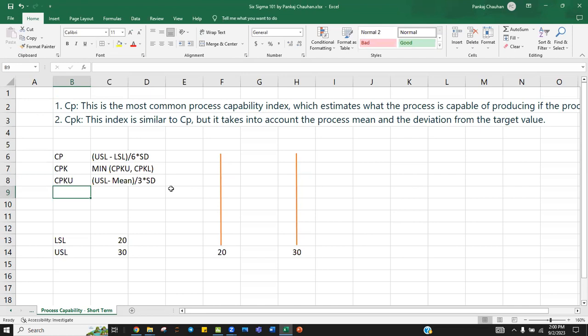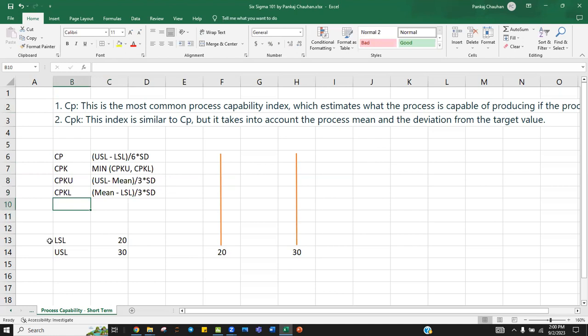And CpkL will be the mean value minus LSL, divided by the 3 standard deviation limit.